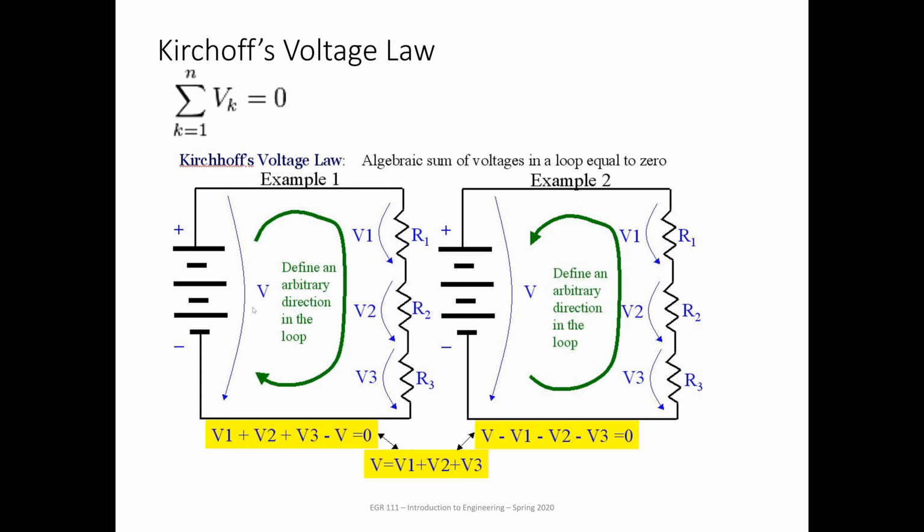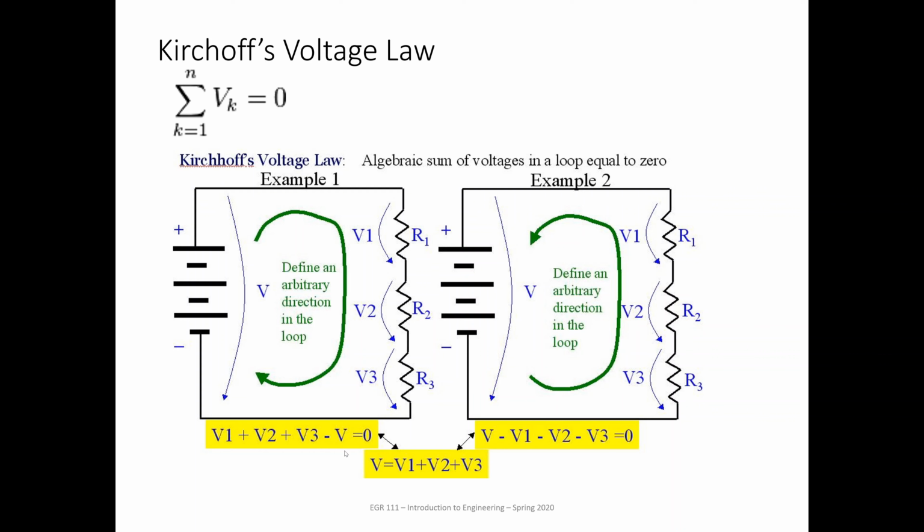So what you're saying is that you sum all of these in any loop in your circuit. We can look at circuits and we'll look at the different loops when we actually look at some of the problems. If you sum those, it's going to be equal to zero.